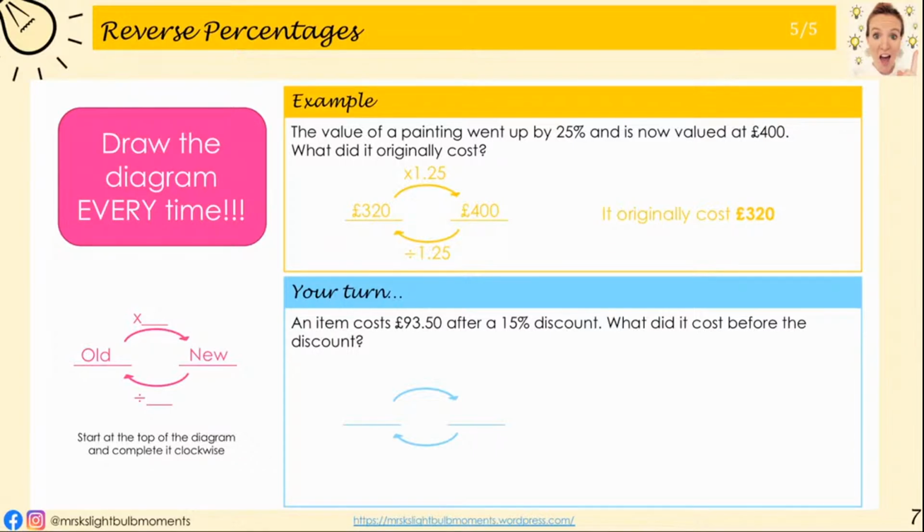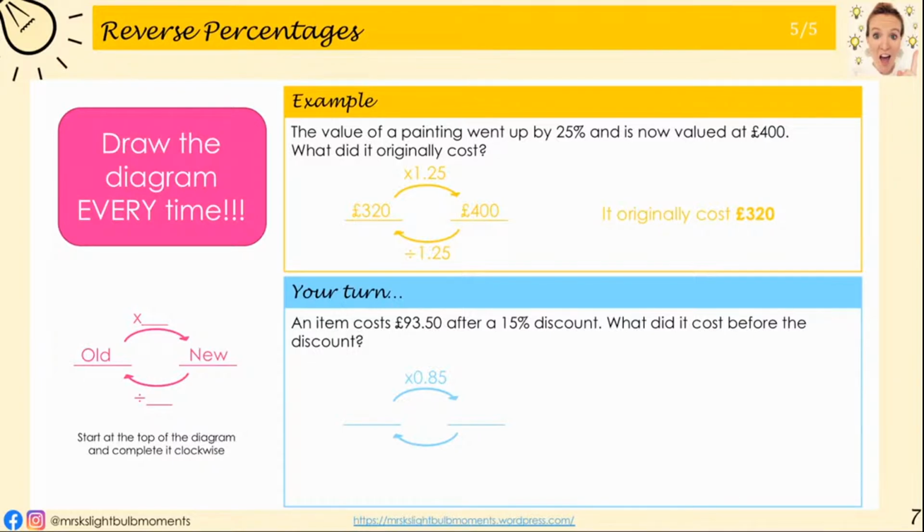Okay, shall we see how we've done? Now remember, we start with the multiplier. So in this question, it says an item costs £93.50 after a 15% discount. So for a 15% discount, the multiplier would be 0.85. Remember, it's always a multiplier, 0.85.